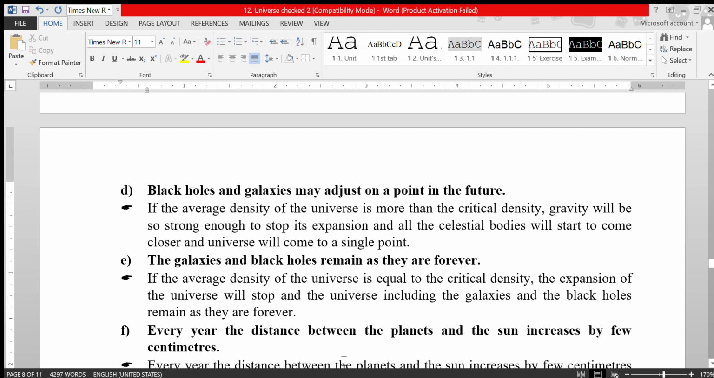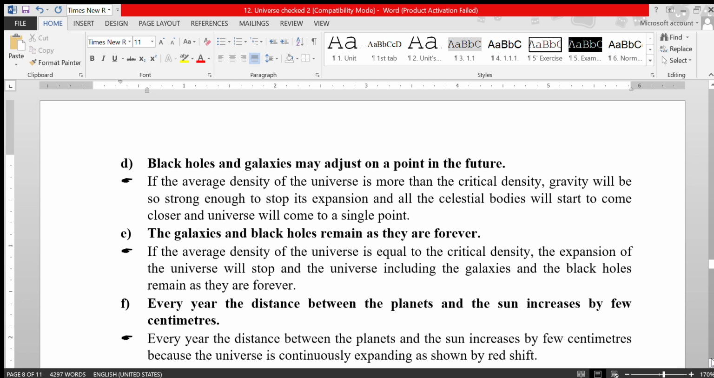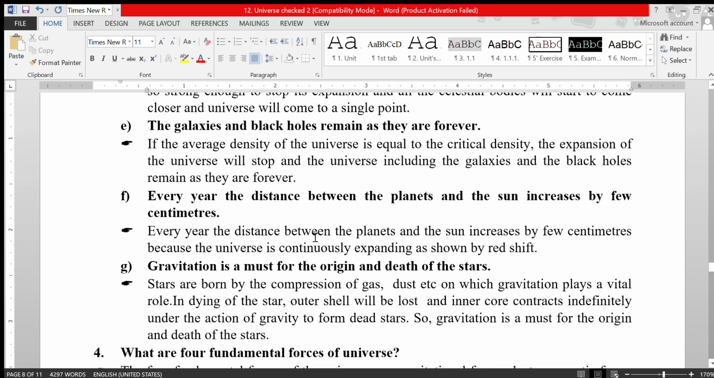Every year the distance between the planets and the sun increases by a few centimeters because the universe is continuously expanding as shown by the redshift.